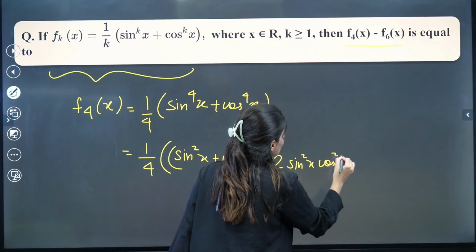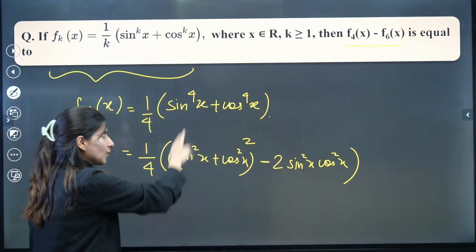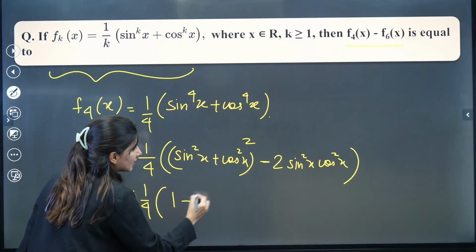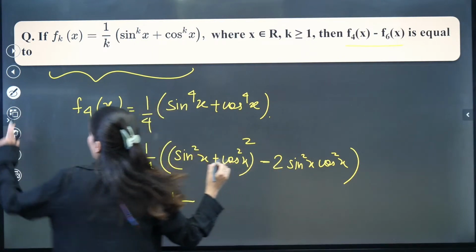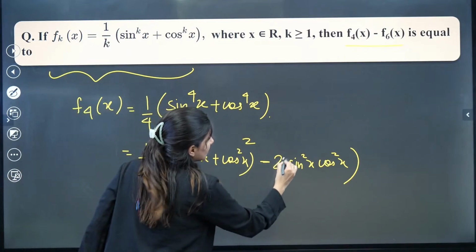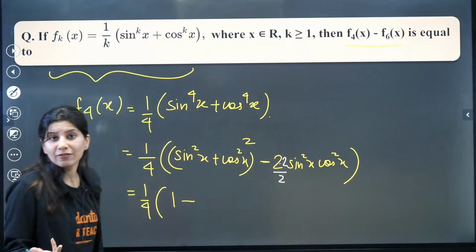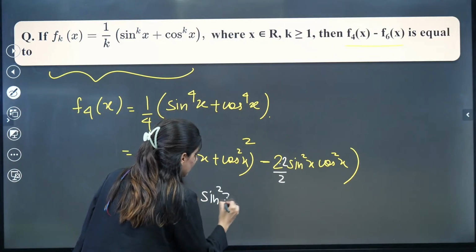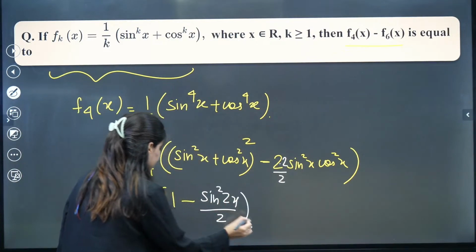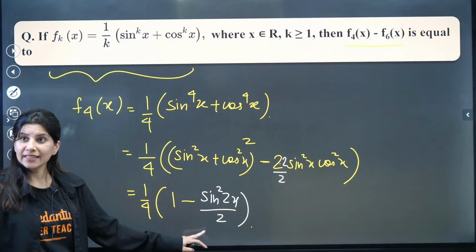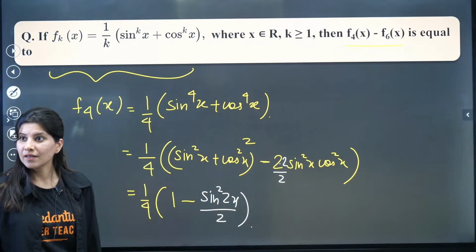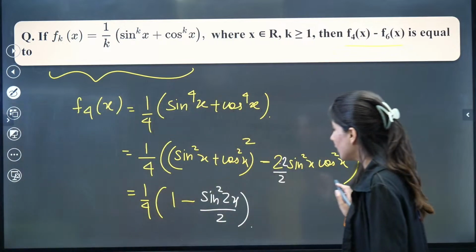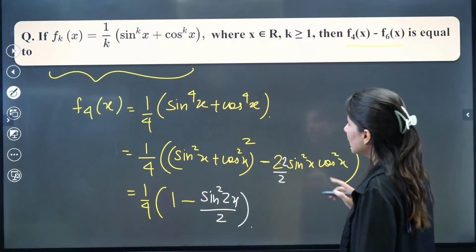So now if you open it, you're going to get the same thing. So this is your 1. So 1 by 4, 1 minus. Now this is 2. 1 more 2 I will require. So this is 2 by 2. By the way, this is the direct formula as well. So 4 sine square cos square will be sine square 2x upon 2. All right. Yes. So this is your f4x.